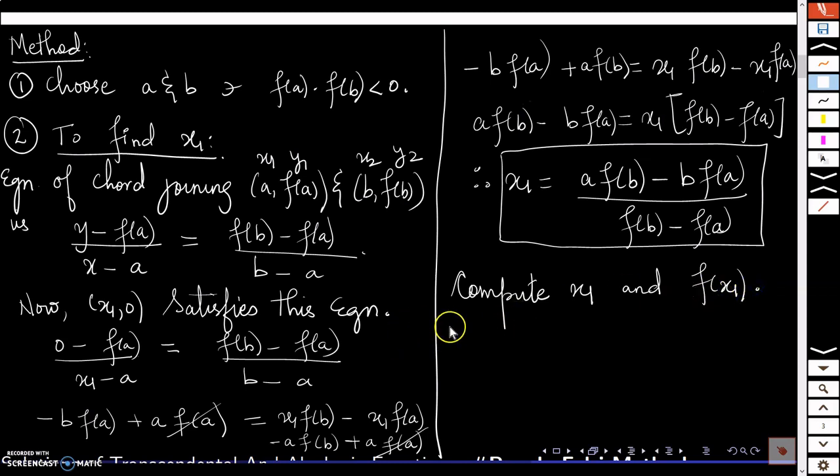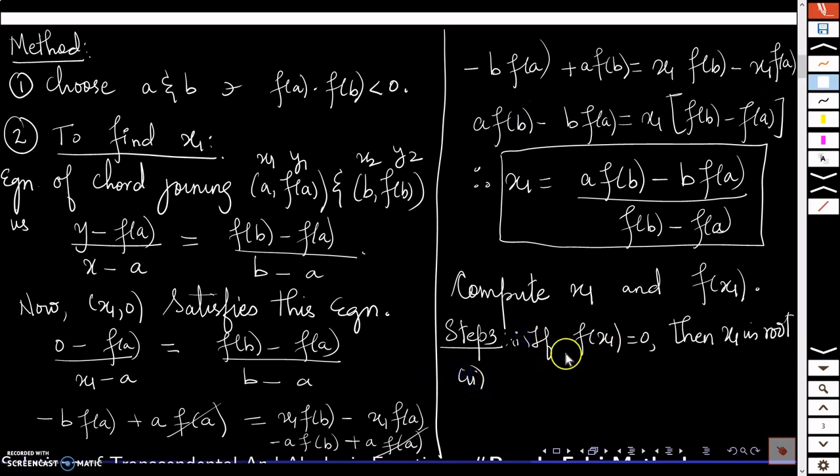Okay, then step 3 is, f of x1 you have already computed now, and you have the value. If f of x1 is 0, then x1 is the required root, right? Because if the value of the function f at the point x1 is 0, then x1 is the root. This is one case. Second possibility is that it is positive.